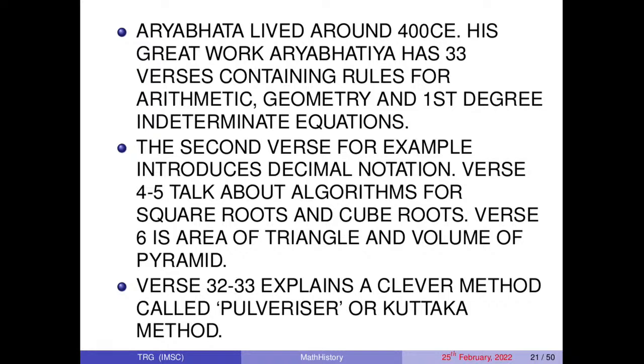It has 33 verses containing rules for arithmetic. It has geometry and first degree indeterminate equations. The second verse, for example, introduces decimal notation, which is what people use. Verses 4 and 5 talk about algorithms for square roots and cube roots, and triangle area, volume of a pyramid, etc., coming one after another in this book. It is an outstandingly great book. I would like to call Aryabhatta the Indian Galileo. Why do I say that? I will come to that.